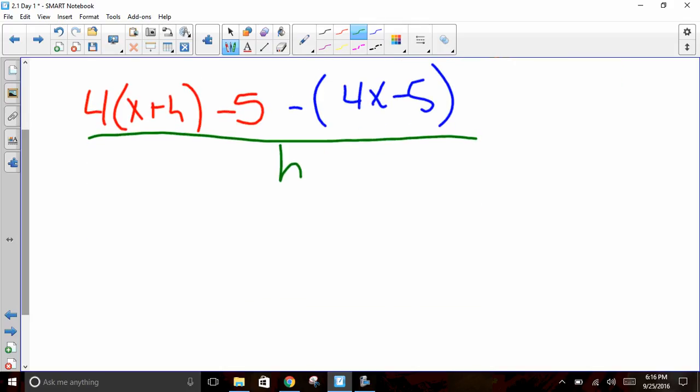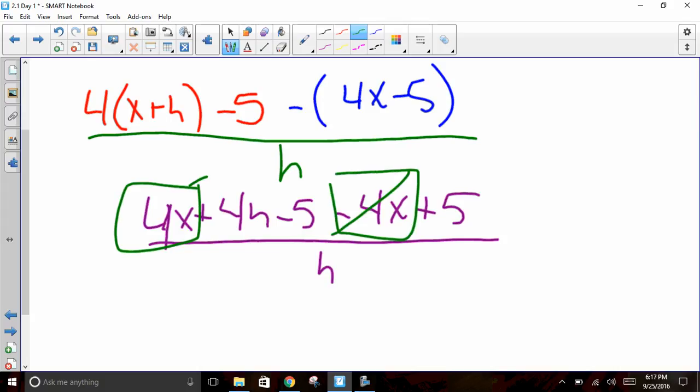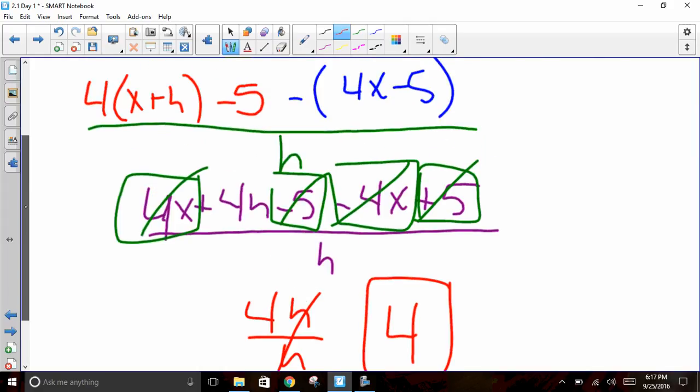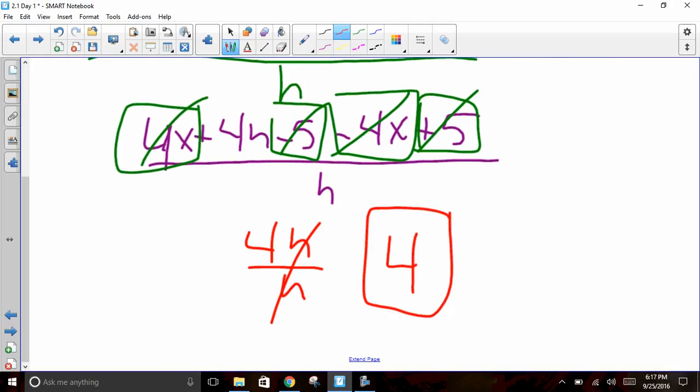I get 4x plus 4h minus 5 minus 4x plus 5, all divided by h. My 4x and my 4x cancel out. My minus 5 and my plus 5 cancel out. So I'm left with 4h over h. The h's cancel, and I'm left with 4. Which, again, if you're used to your slope-intercept form, you should have already instantly seen that my slope is going to be 4. This way, we can double check ourselves when we use our formula.